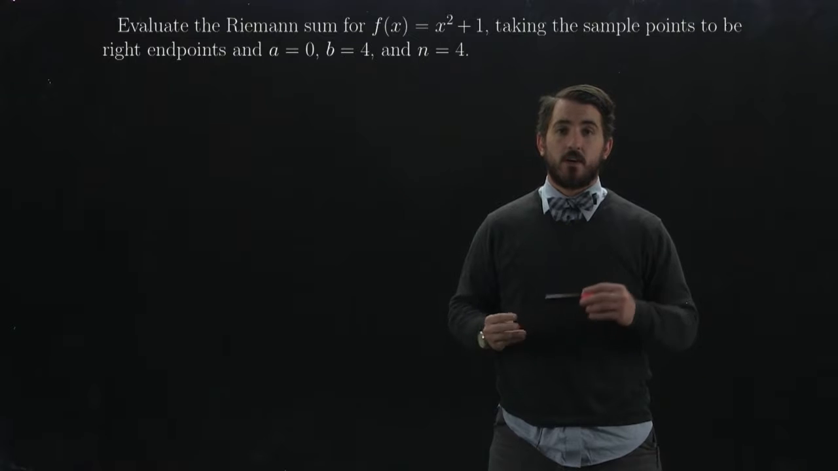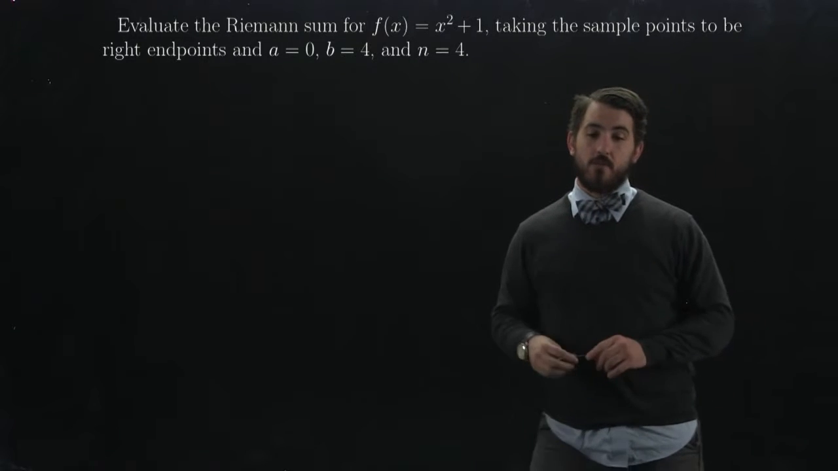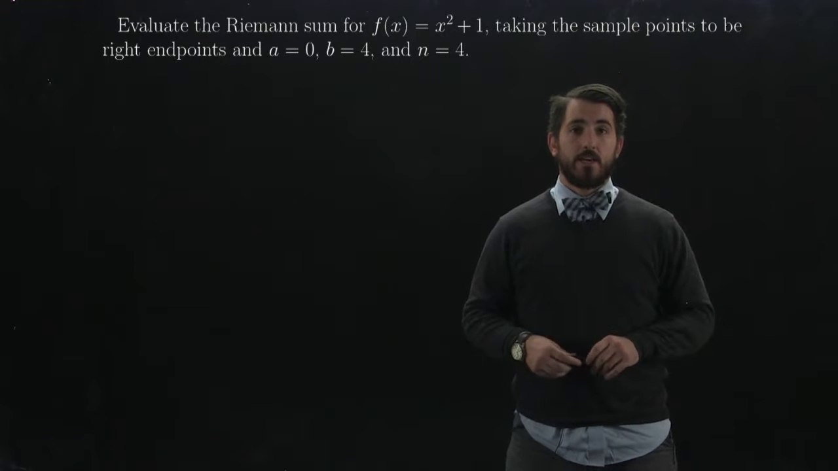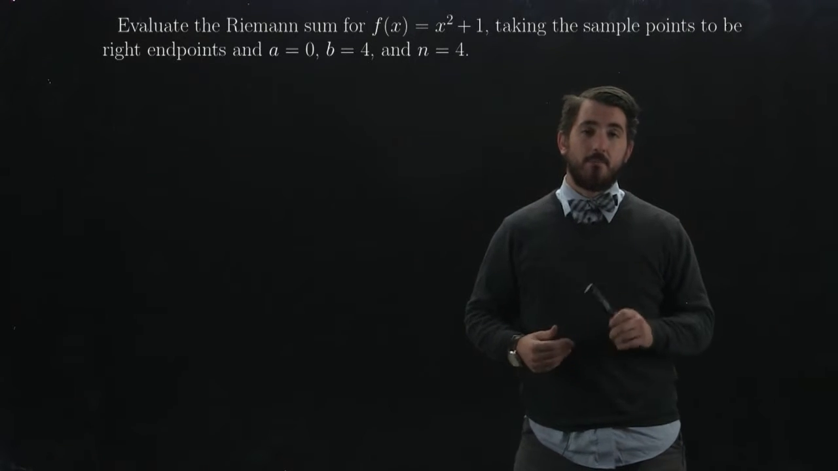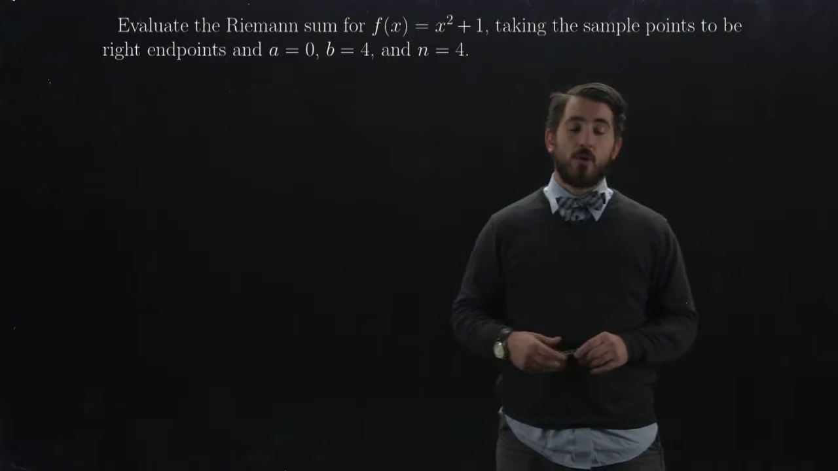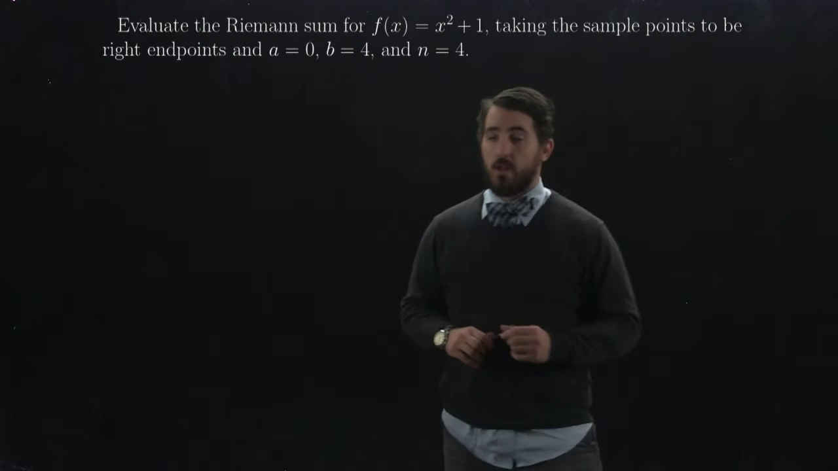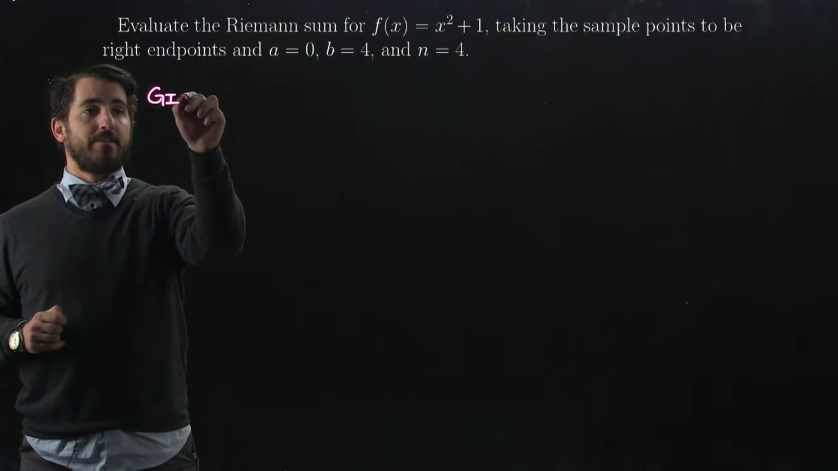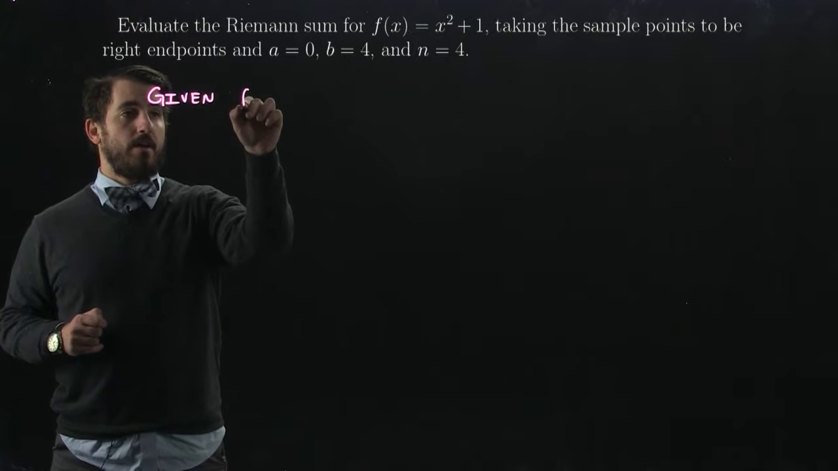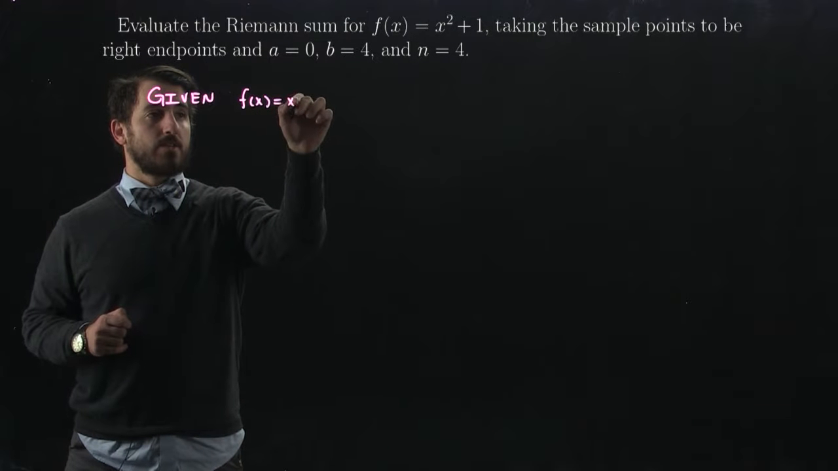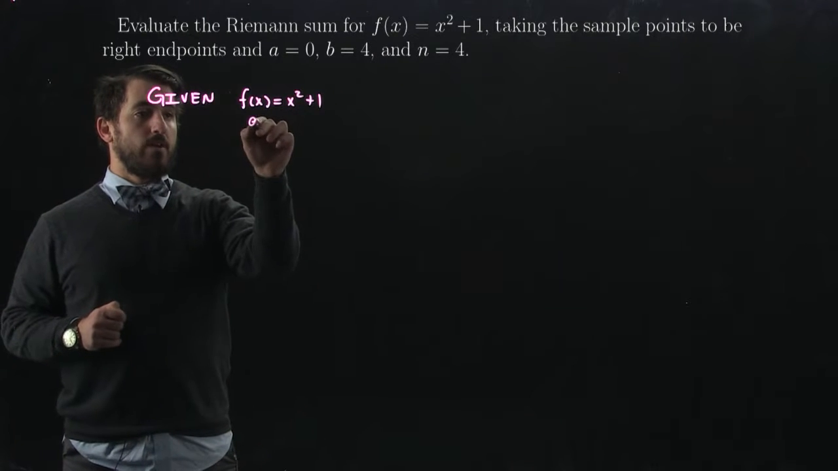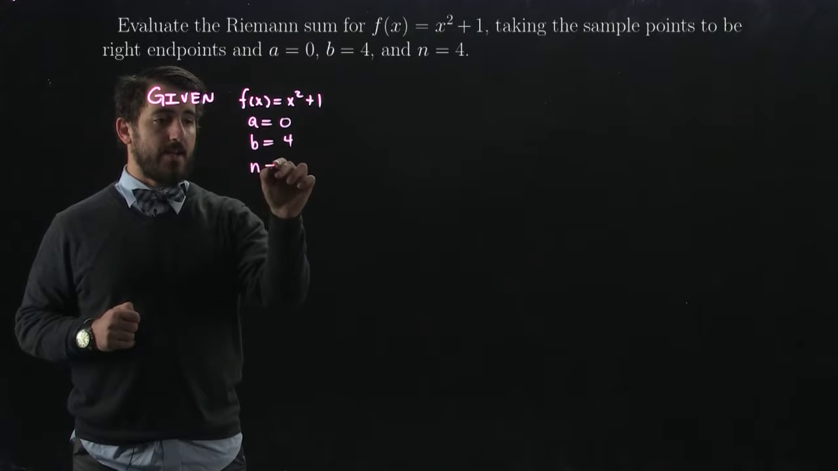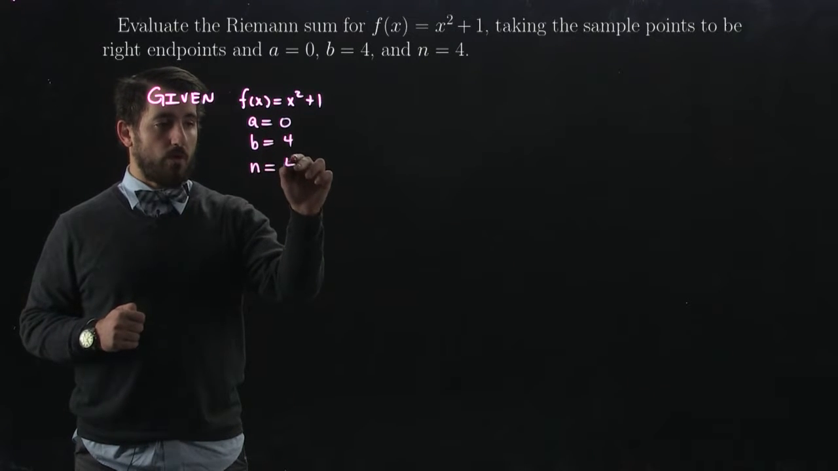Hello, today we're going to be talking about evaluating a Riemann sum for the function f of x equals x squared plus 1, taking right endpoints, letting a be 0, b be 4, and n equal 4. So let's state what we're given. We are given f of x to be x squared plus 1. We know that a equals 0, b equals 4, and n equals 4.